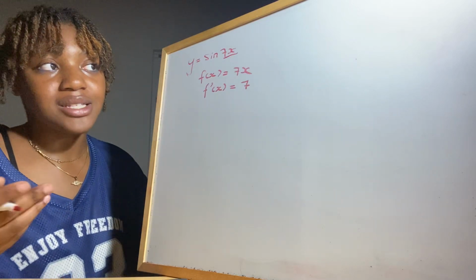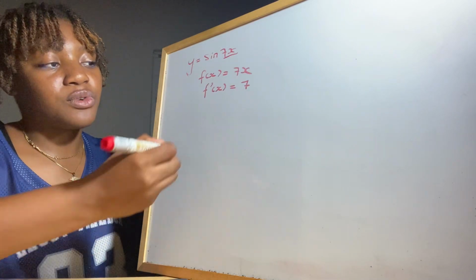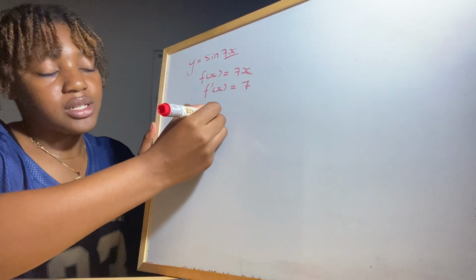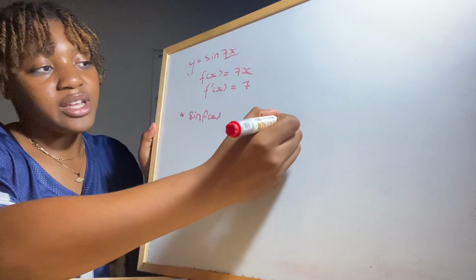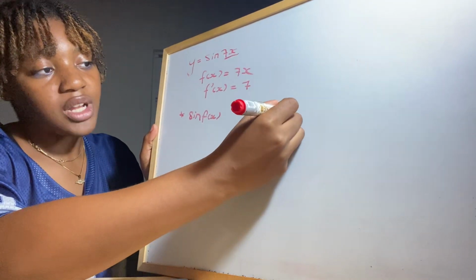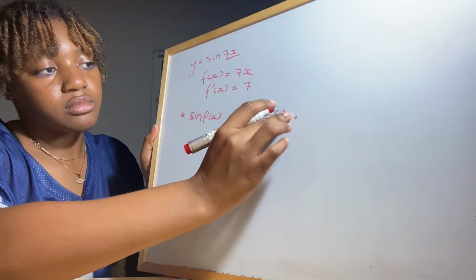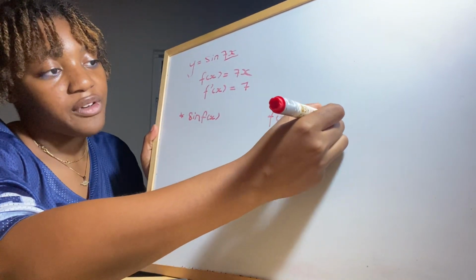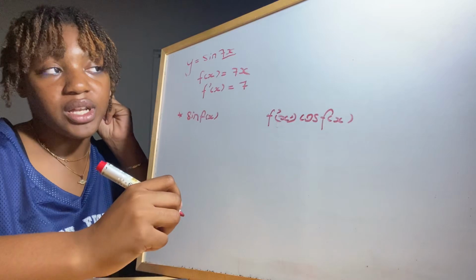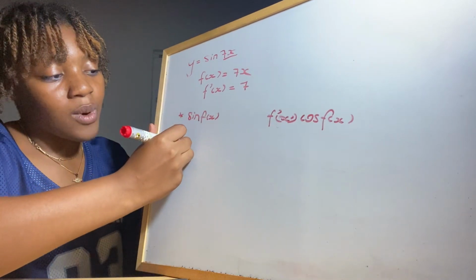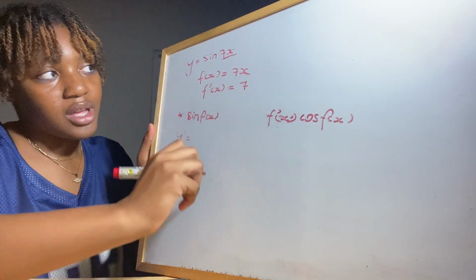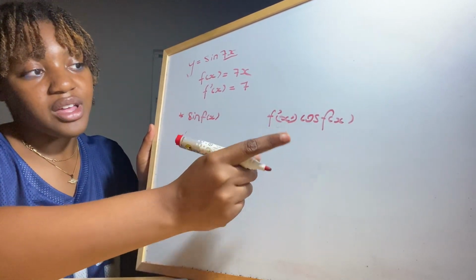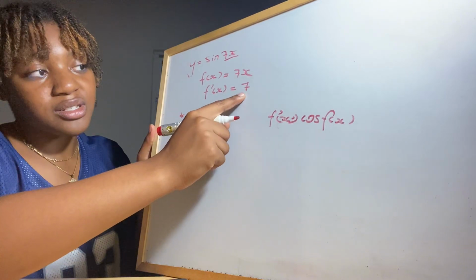Next step is that we're following the format that sine f of x derivative would be f prime of x cos f of x. That's the format we're following. Therefore, our y prime, in this case, we're following this format. So we have an f prime of x. This is our f prime of x.